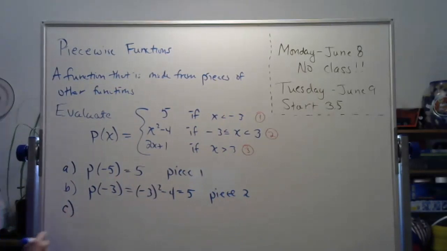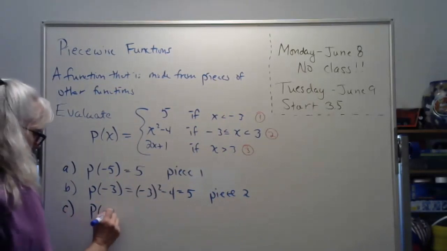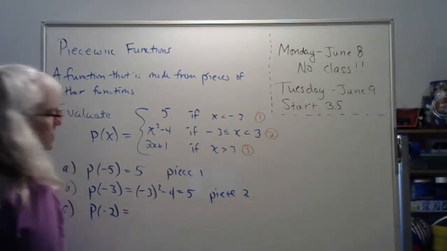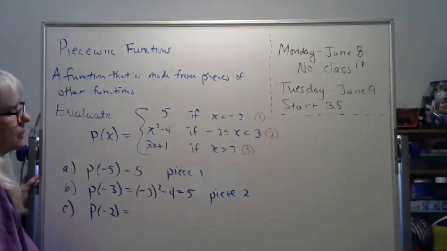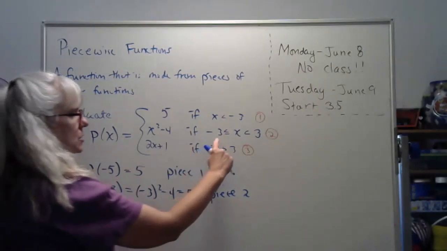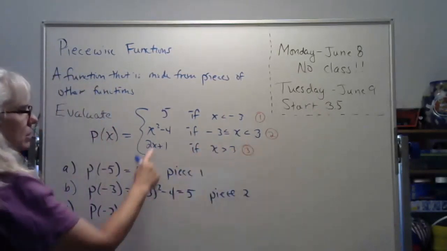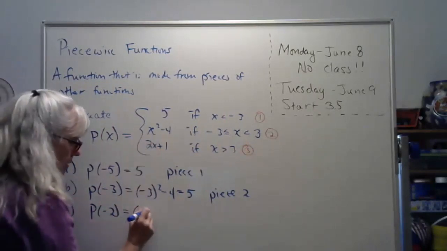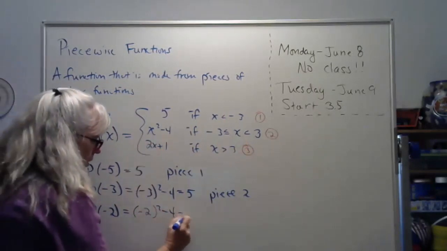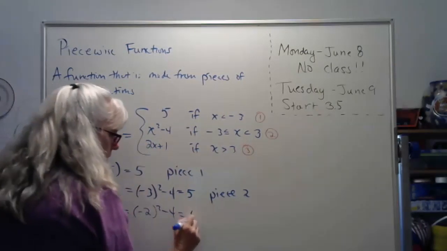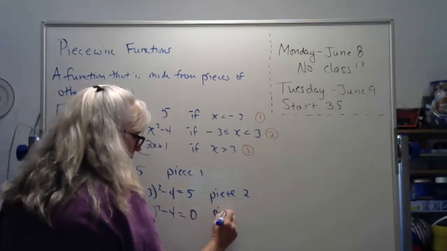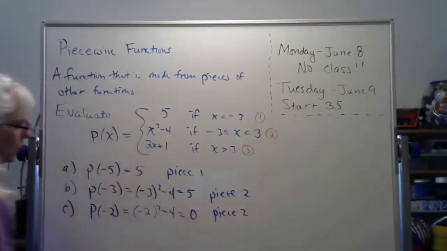Okay, what if I asked you to find p of negative 2? Well, I have to think about where negative 2 is. Negative 2 falls between negative 3 and positive 3. So I'm going to plug negative 2 into that second piece again to get my answer. Negative 2 squared is 4. 4 minus 4 is 0. And again, I used piece 2.